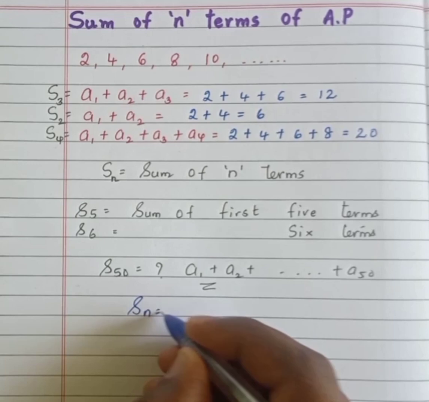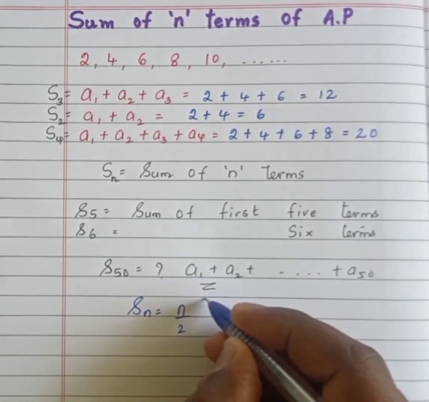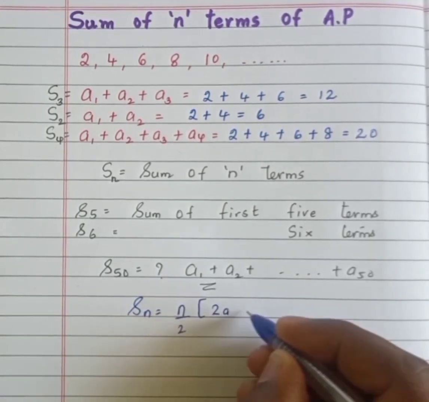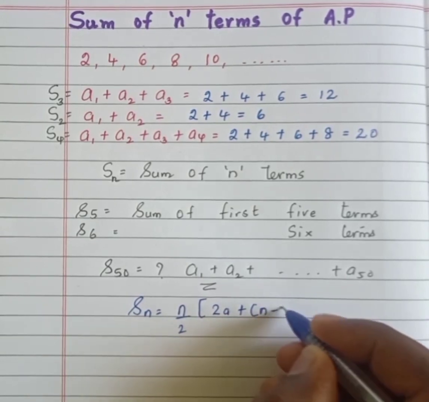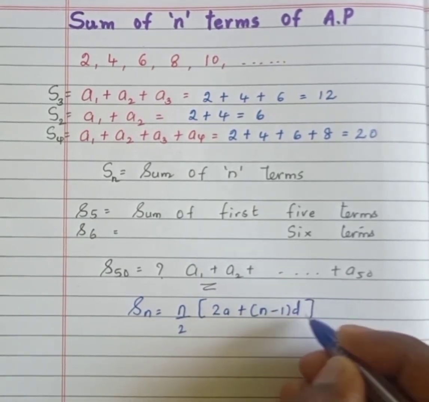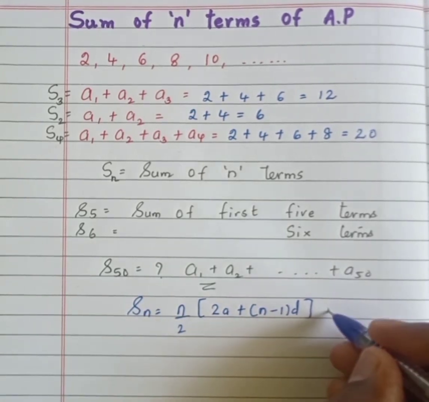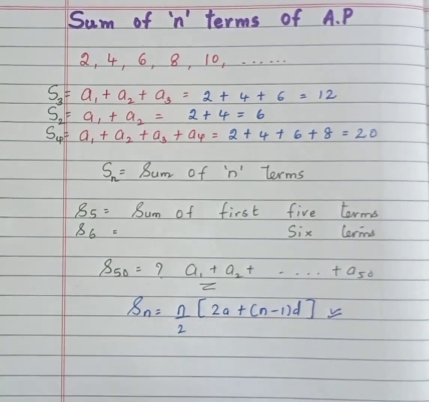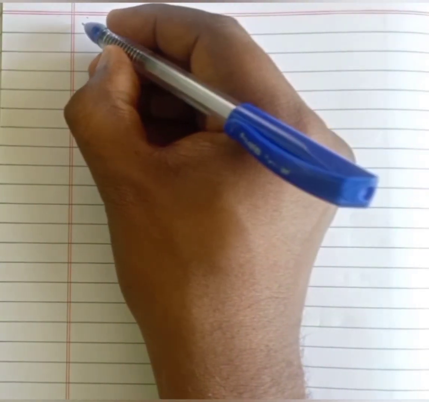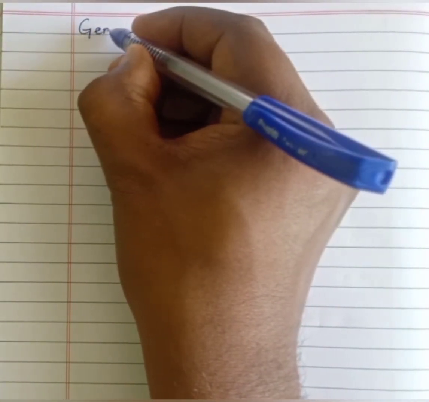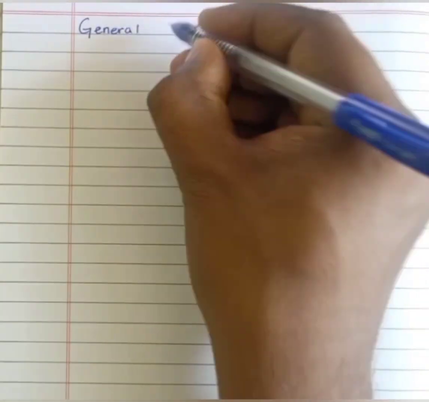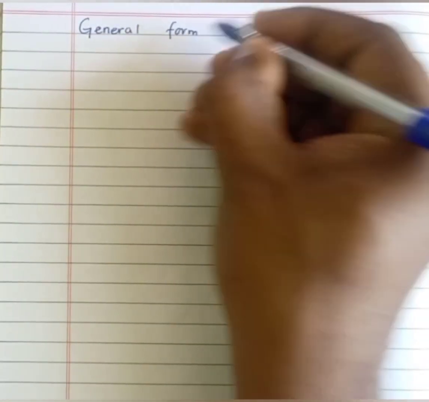Therefore, we have a formula to find the sum of n terms, that is Sn equals n by 2 times (2a plus (n minus 1) into d). This is the formula used to find the sum of n terms. Now we'll see how we get that formula.